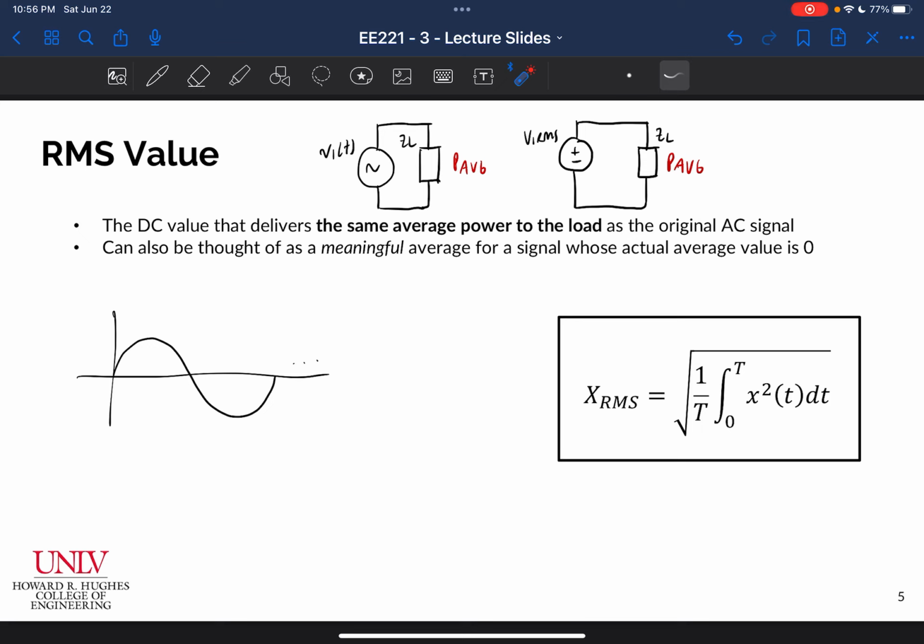That one's not as relevant just yet because we haven't talked about power and all that, so it might be confusing. So for the time being, you can think of the RMS value as a meaningful average for a signal whose actual average value is 0. Okay? And so in the next couple videos, I'm going to show you how to implement this formula, but for now, let's just talk about what this formula is actually saying.